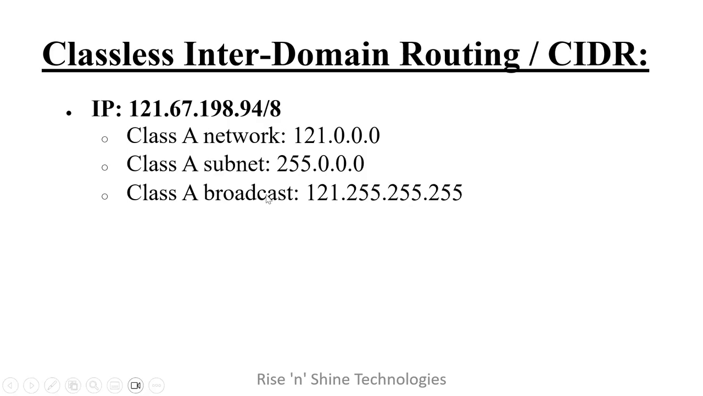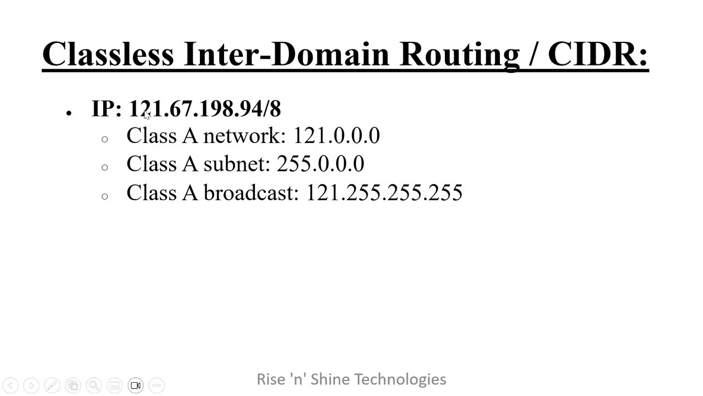And what is the broadcast address of this one? 121 is the first octet as it is, but the remaining 0.0.0 that we have is going to become 255.255.255. This is the broadcast address of this IP address. So once you know that IP address with the CIDR notation, okay, CIDR, let's leave it for the timing here, /8, leave it off.